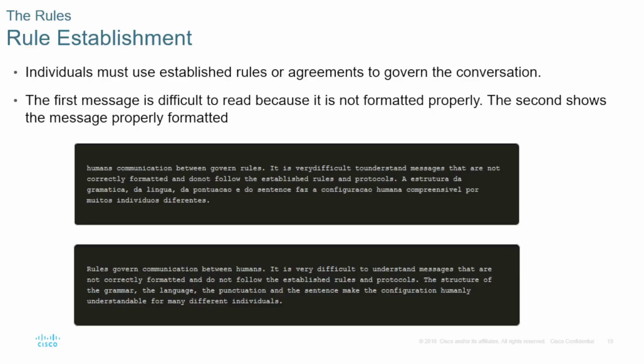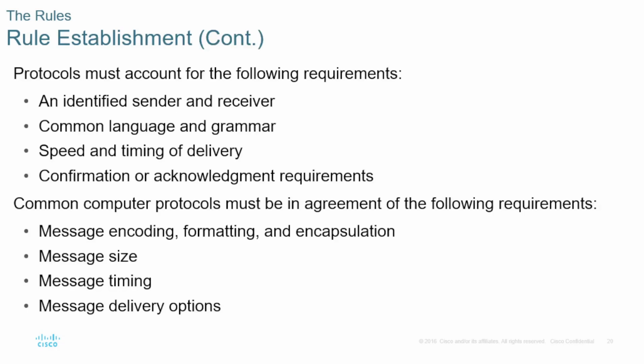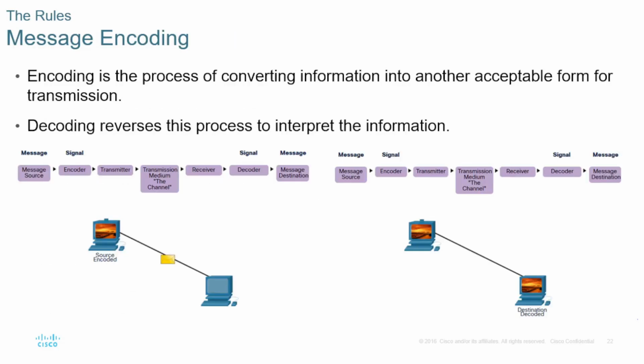Protocols make network communication possible by defining rules for sending and receiving messages. Without them, messages can be lost, misread, or delivered incorrectly. Protocols ensure the sender and receiver are identified, and that a common language and syntax is used. They define the rules for speed, timing, and delivery options, and that message encoding, size, formatting, and encapsulation are agreed upon. Some protocols handle confirmation or acknowledgments when appropriate to let the sender know a message was received. Following these rules helps devices communicate reliably, even across complex networks.